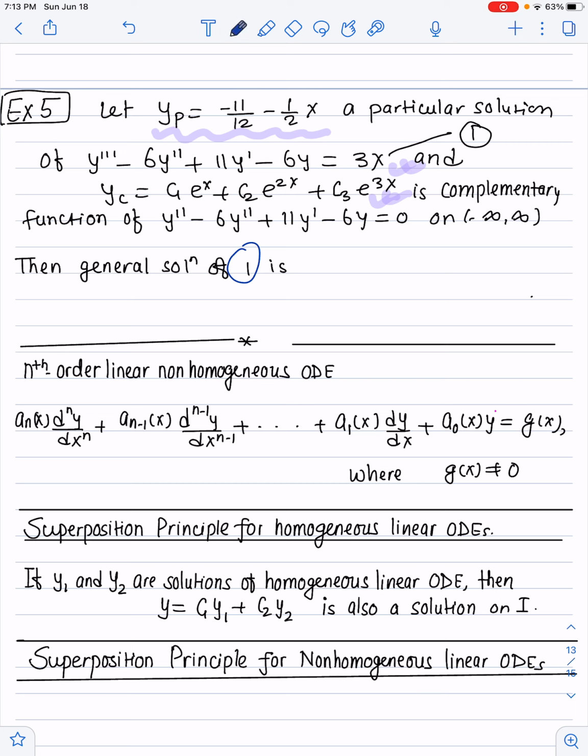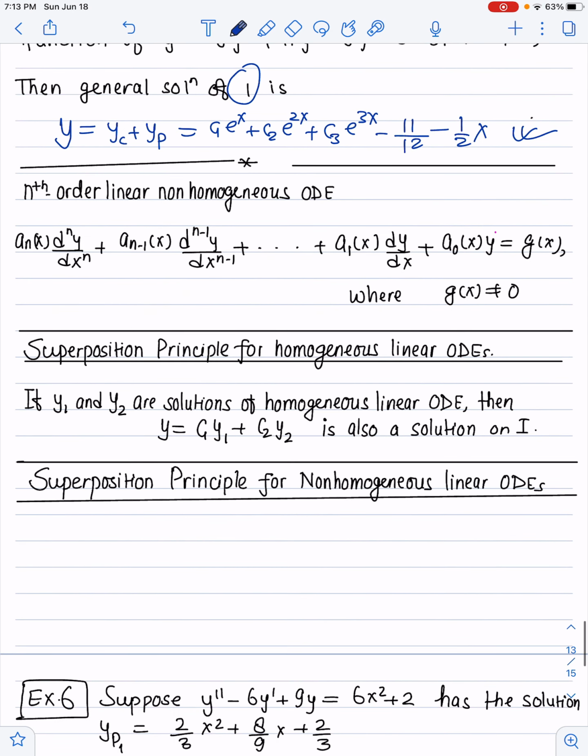Then what would be the general solution of this non-homogeneous equation? The general solution would be y equals yc plus yp, right? What is my yc? yc is c1 e^x plus c2 e^(2x) plus c3 e^(3x), plus yp is negative, so I will use a negative sign here: negative 11/12 minus 1/2 x. So this would be the general solution. I just added them.